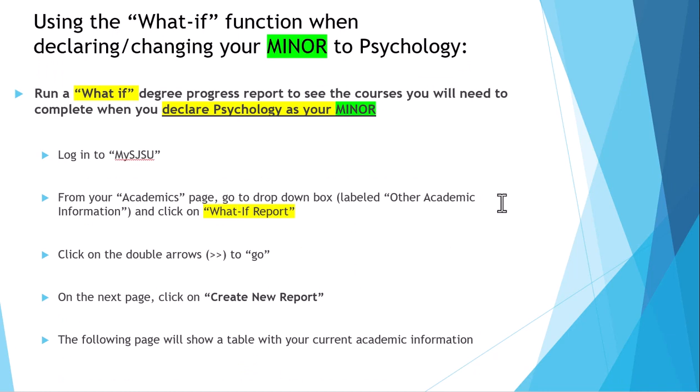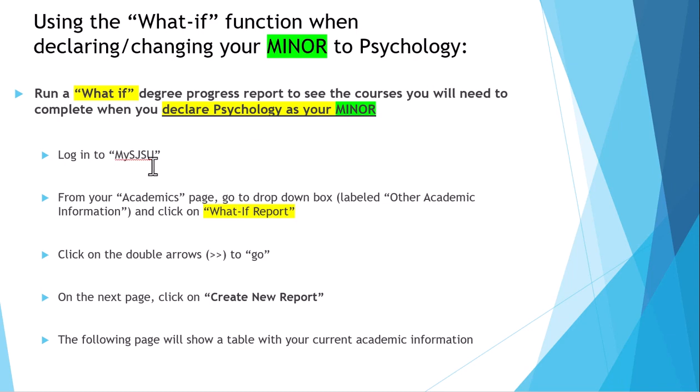All right, so what do you do if you're considering psychology as a minor? Just like you would do if you were considering psychology as your major, what we encourage students to do is to run a what-if degree report to see what courses you'll need to complete if you have psychology as your minor. So the process is the same.